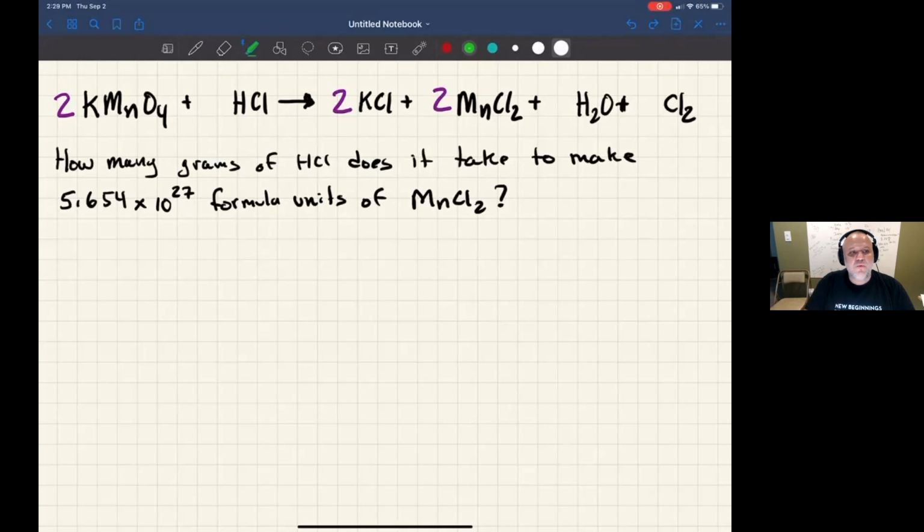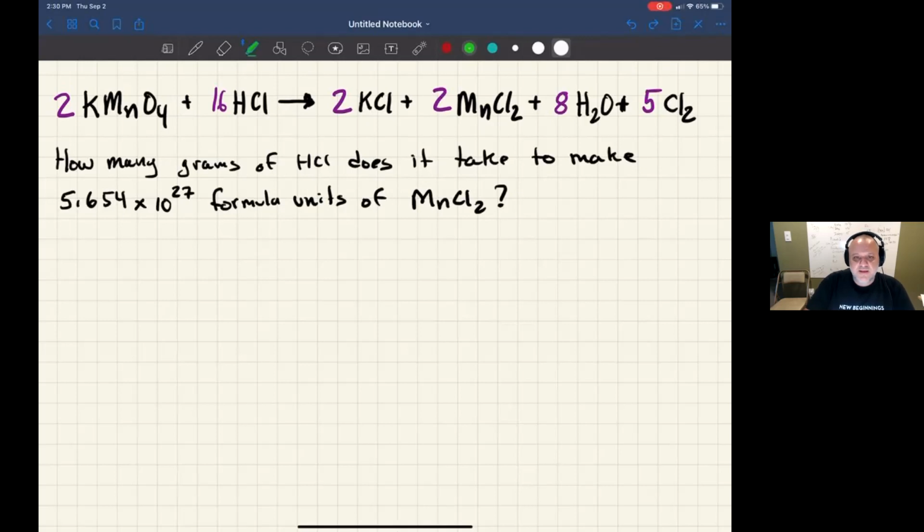So let's work with the oxygens. I've got 8 on the left in the potassium permanganate, and so I need to put 8 on the right in the water. Now I can work with hydrogen. 8 times 2 is 16 on the right, so I'll need 16 on the left. If I add up the chlorines, I have 16 on the left, and on the right, I already have 6, 2 from KCl and 4 from manganese(II) chloride. So I only need 10, and so the stoichiometric coefficient there would be 5.